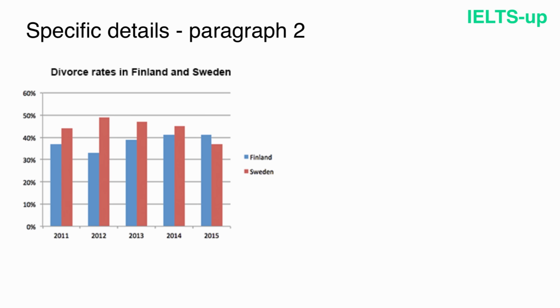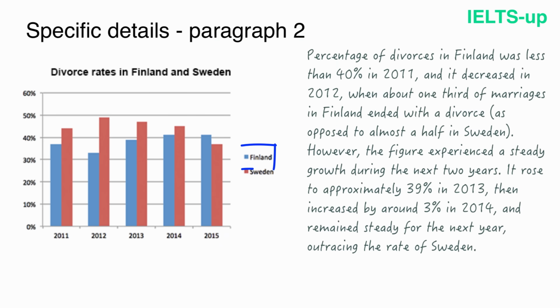And now we move on to the second paragraph with Finland's specific features. And here is how I wrote it. "The percentage of divorces in Finland was less than 40% in 2011, and it decreased in 2012, when about one-third of marriages in Finland ended with a divorce, as opposed to almost a half in Sweden.